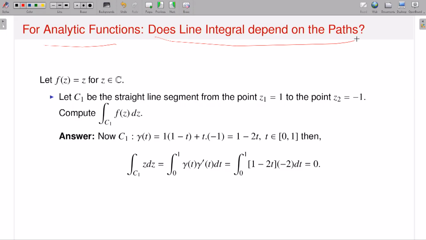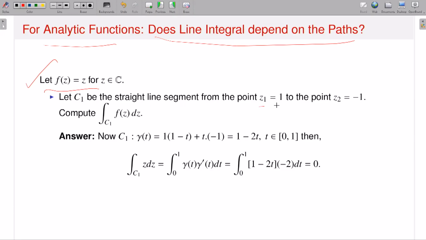Earlier, f of z is equal to z bar, which is nowhere analytic, means a very bad function, and we have seen that it has path dependency. That means if I take one path, it will give you one value, and if I take another path, it will give you another value for the corresponding contour integral or line integral. Now I am changing my function. Now this function f of z is equal to z is analytic everywhere.